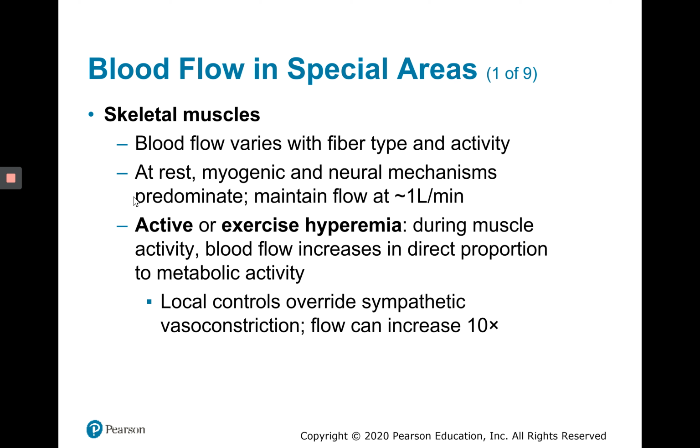And then active or exercise hyperemia occurs during muscle activity. So active or exercise hyperemia is just excess blood flow. So hyperemia is blood flow to a tissue, and we see that blood flow to a tissue increases in direct proportion to metabolic activity of cells. So if you're exercising, you're going to increase metabolic activity of cells. Local controls can override the sympathetic vasoconstriction, or we could say the neural control that causes vasoconstriction, and that override can increase flow to about 10 times the amount.